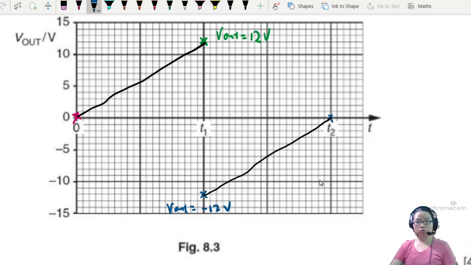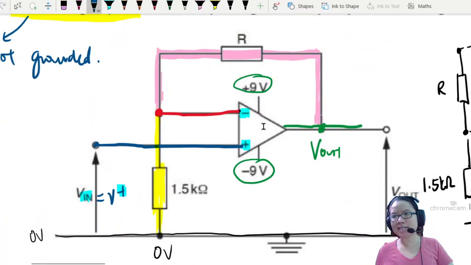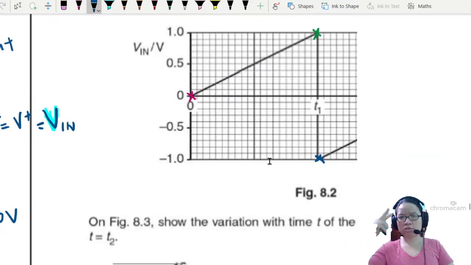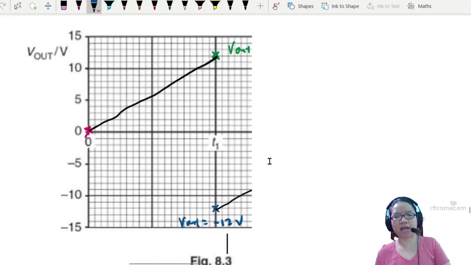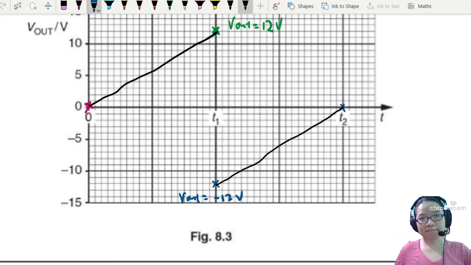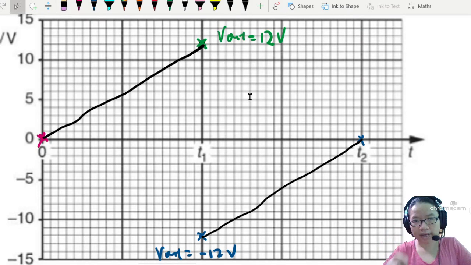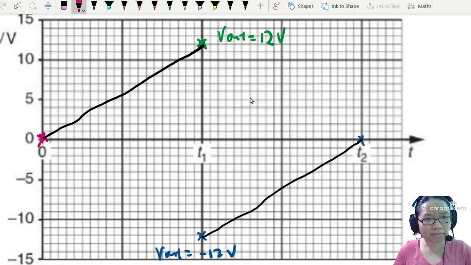But can the supply give you 12? Go back and stare at the circuit and see. Oh no, only 9, not 12. So we need to cut off the wave at 9. So what you do during the exam is you draw this straight line, and by the time you reach 9, okay, I'm going to zoom in a bit. Okay, so 9 is here. This is your saturation level. So your wave will be here.